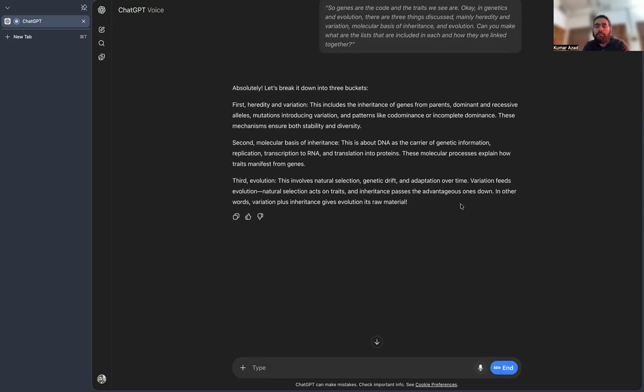This evolution is according to natural selection, genetic drift and adaptation over time. Variation feeds evolution. Natural selection acts on traits, and inheritance passes the advantageous ones down. In other words, variation plus inheritance gives evolution its raw material.